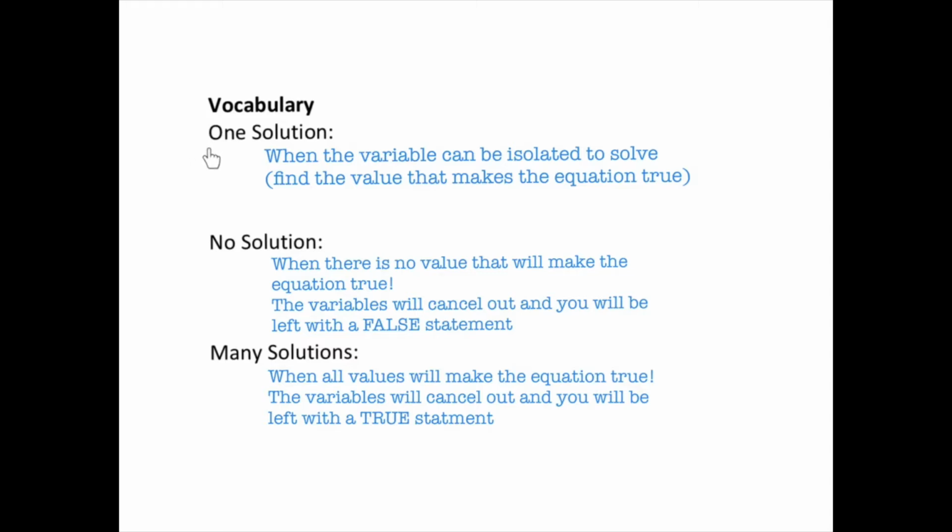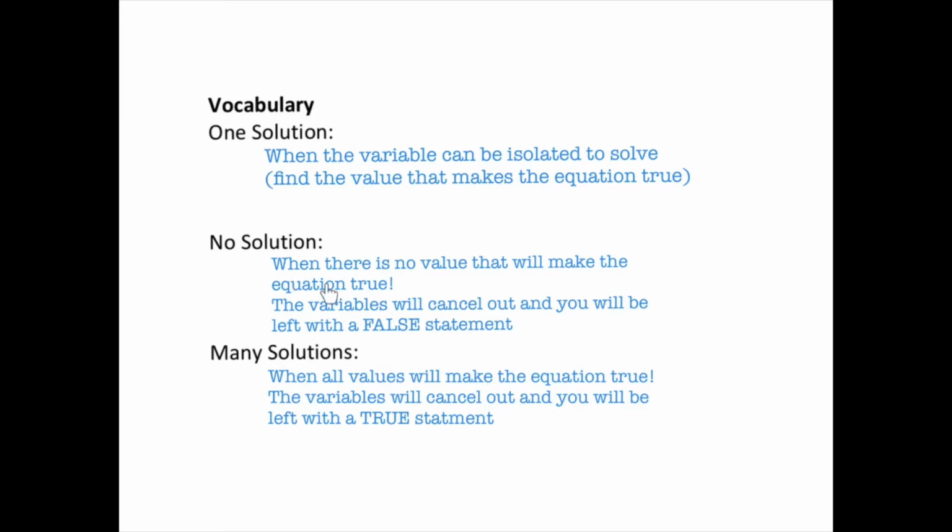One solution equations are when the variable can be isolated to solve. This is when we're going to find the value that makes the equation true. This is what you have been doing. Okay, we are most familiar with this option. But now that we will have variables on both sides, you also have these no solution or many solution options.